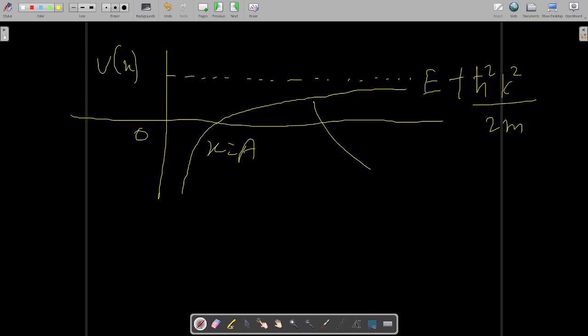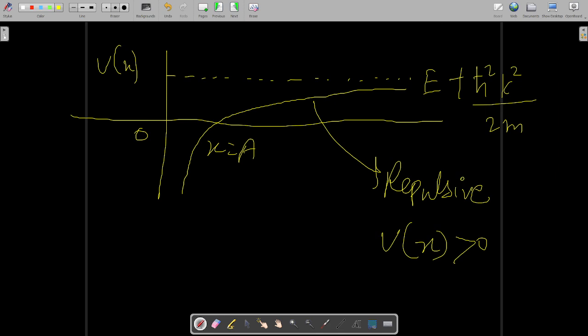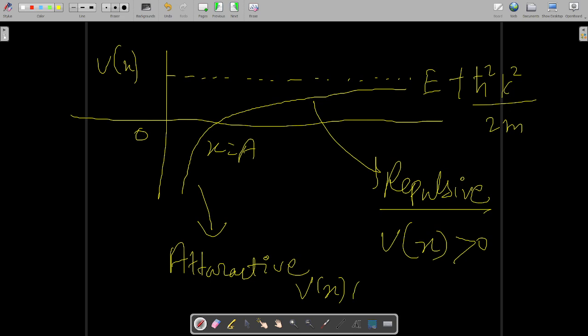So this indicates repulsive force. I had told you that when v of x is greater than 0, it is repulsive force, and this part indicates it is attractive force. I had told you this clearly that when potential function is smaller than 0, it is basically your attractive force, right?